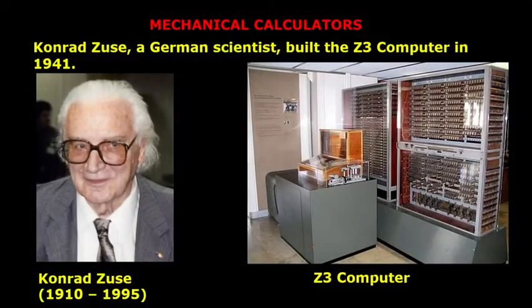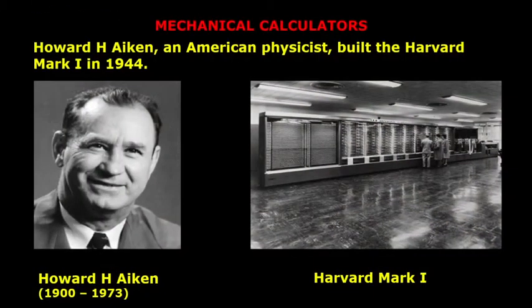Konrad Zuse, a German scientist, built the G3 computer in 1941. Zuse was born in 1910 and he died in 1995. Howard H. Aiken, an American physicist, built the Harvard Mark I in 1944. Aiken was born in 1900 and died in 1973.